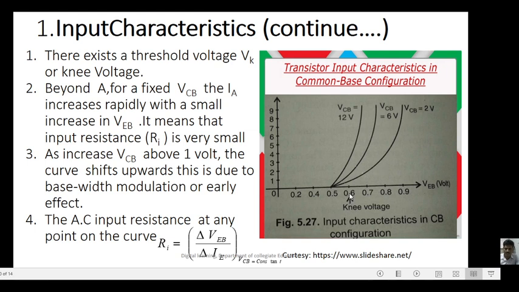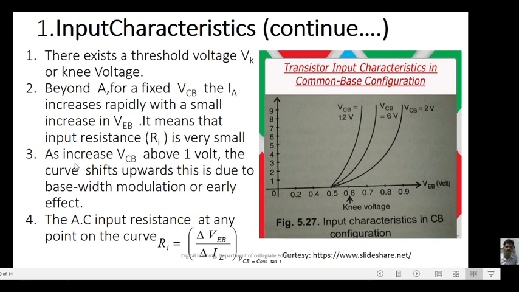Here the starting voltage or threshold voltage is known as knee voltage. So here there exists a threshold voltage Vk or knee voltage. Beyond it, for a fixed VCB, the IE increases rapidly with a small increase in VEB. It means that input resistance Ri is very small.